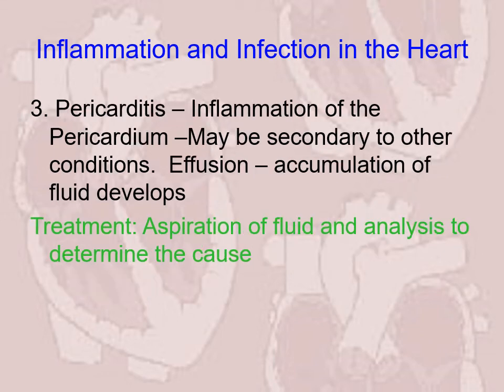Pericarditis is an inflammation of the pericardium. Rough and swollen surfaces cause chest pain and what may be called a friction rub. Acute pericarditis may be secondary to open heart surgery, myocardial infarction, rheumatic fever, lupus, cancer, renal failure, trauma, or viral infection. Effusion, accumulation of fluid develops. Treatment: aspiration of the fluid and analysis to determine the underlying cause.